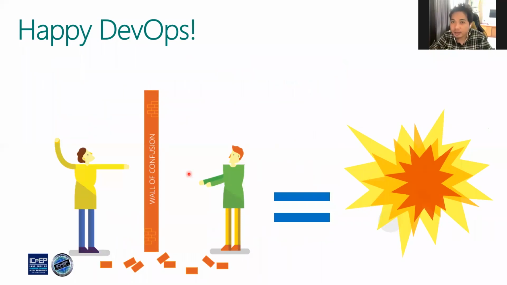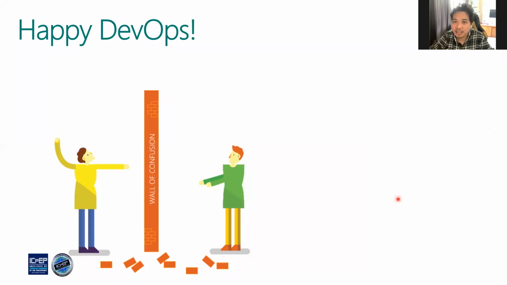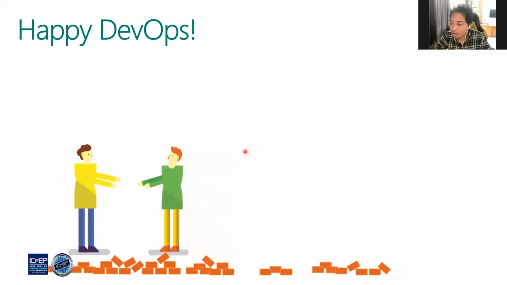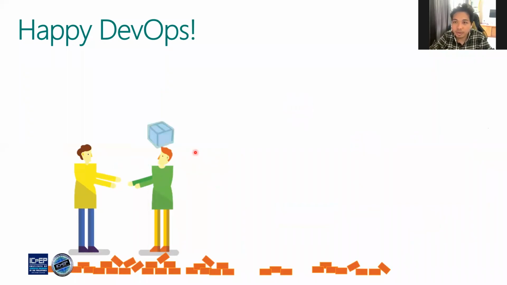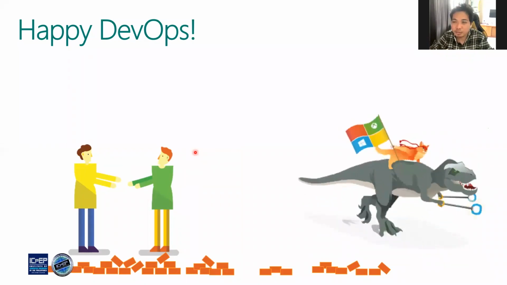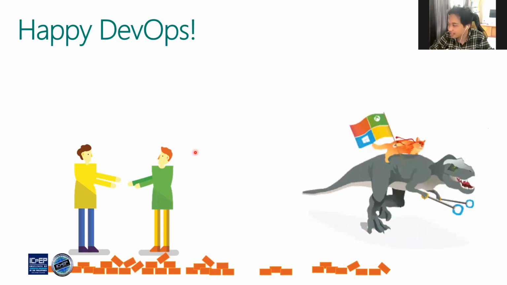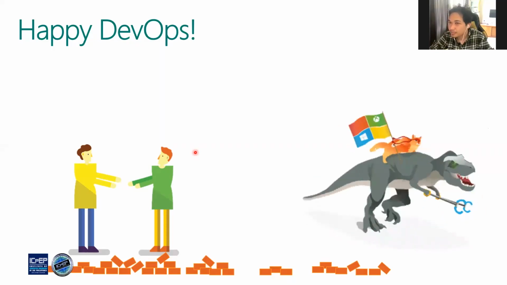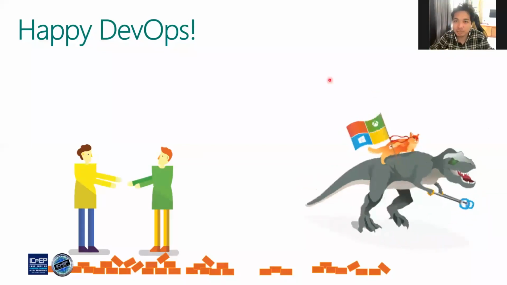Okay. So yeah, next is happy DevOps. So from confusion or from disaster, mawawala na siya. So nagbago sila Christian and Paolo. Pero dito din, no more wall of confusion, and work hand in hand. And you guys would just deploy apps. No more wall of confusion. And lastly, you'll become a super cat riding on a T-Rex. Just joking. So yeah, pwede ka maging isang superhero, pwede ka maging super cat DevOps.